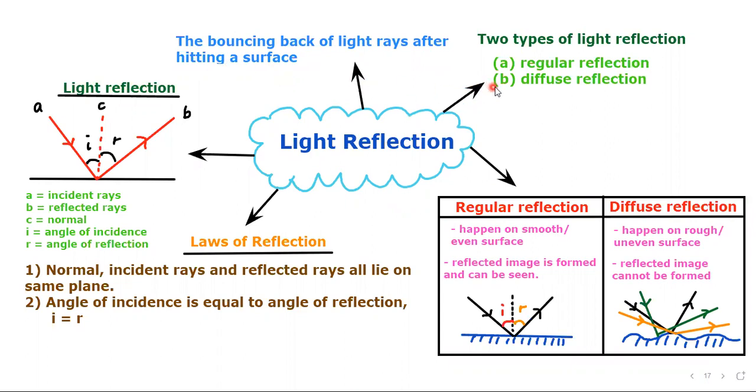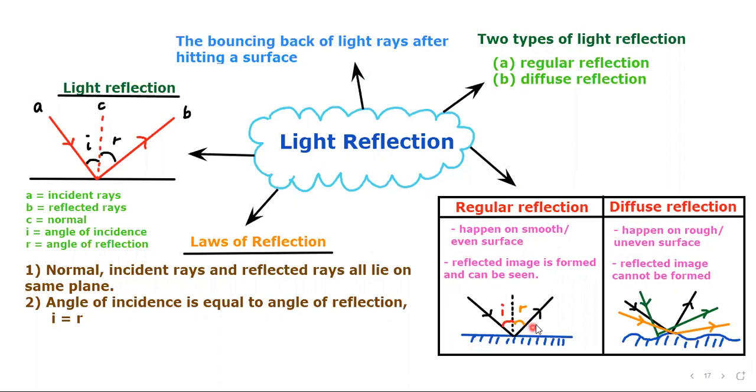There are two main types of light reflection that you need to know. One is regular reflection, another is diffuse reflection. So what is the difference between these two reflections? First, regular reflection only occurs on a smooth or even surface. As for diffuse reflection, it only occurs on a rough or uneven surface.